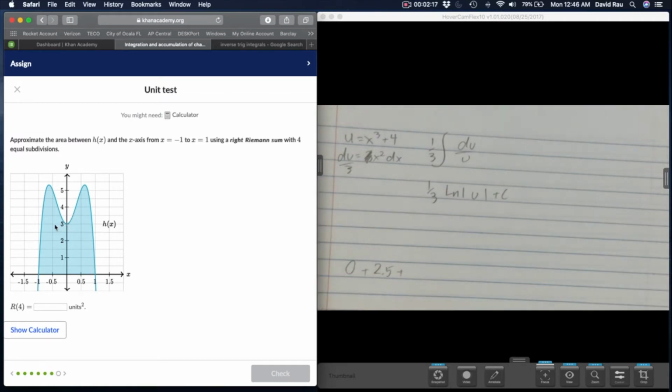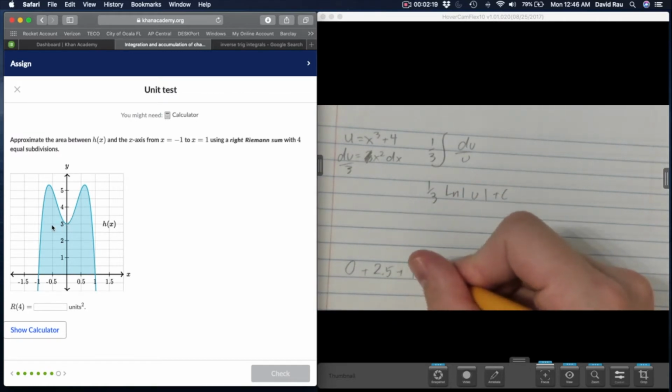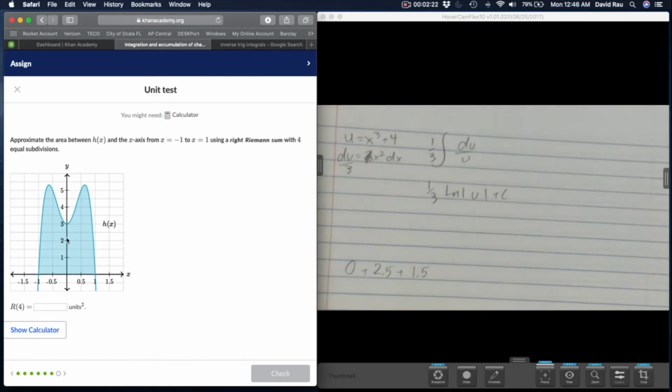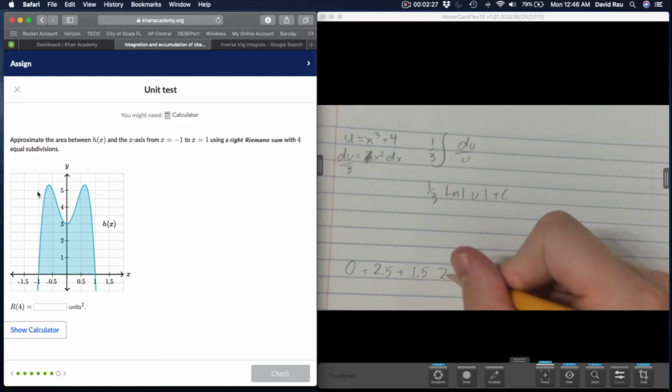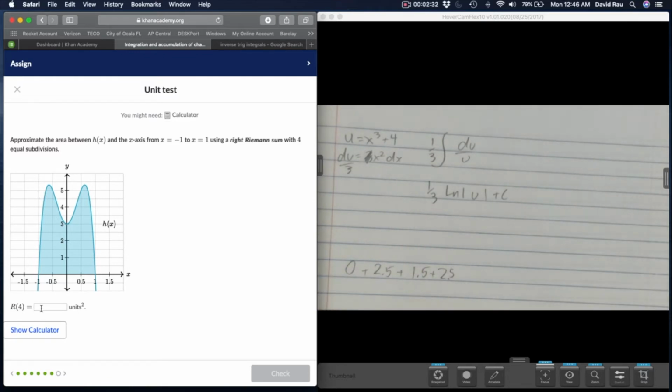Plus 3 carried for a half value. So that's going to be 1.5. When I say carried, that really means we multiply it. And then 5 again times a half, another 2.5. So we've got 6.5.